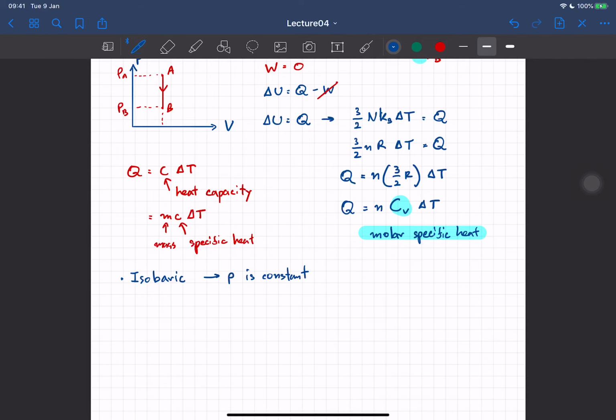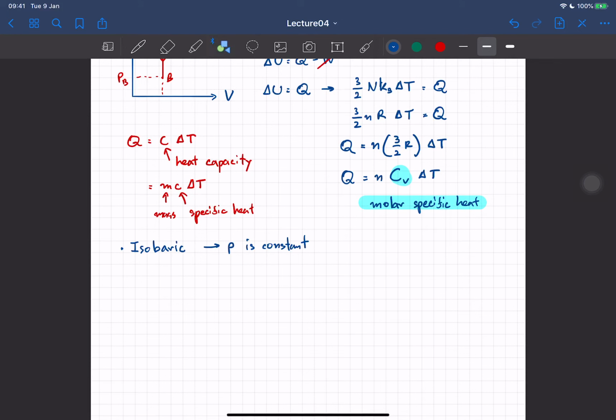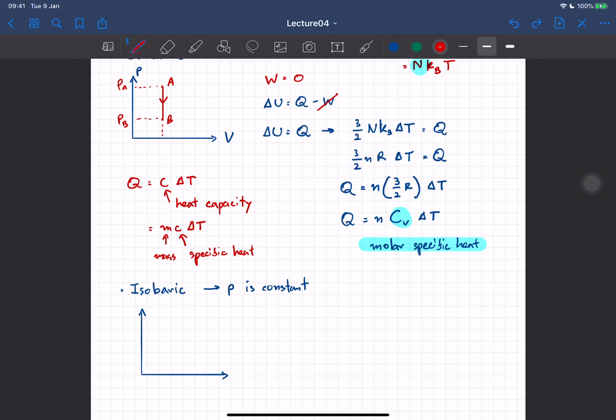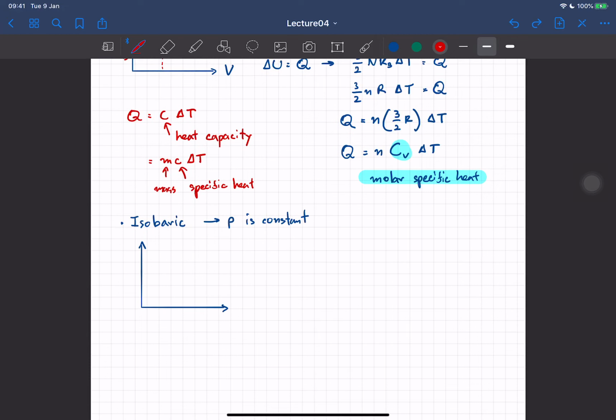So P does not change during the process. If we draw the PV diagram, definitely it's going to look different from the isochoric one above, because now the pressure is constant, so the volume needs to change in such a way that the pressure stays constant. So it's going to be a horizontal line like this.